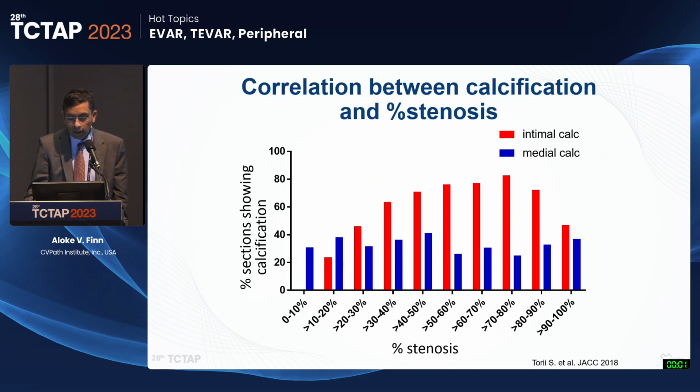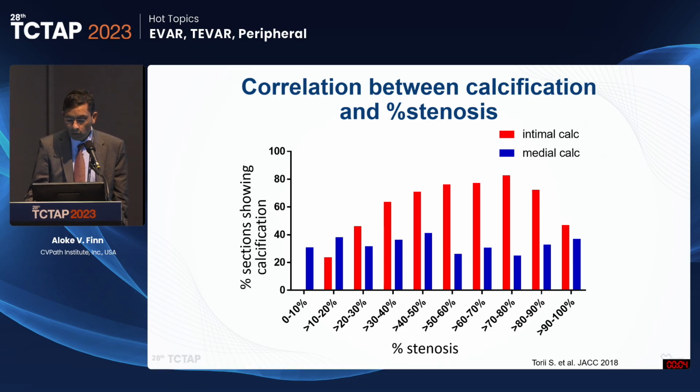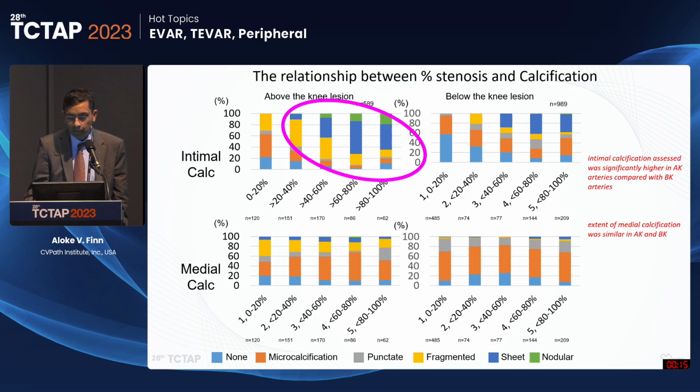And you can see here, there's a good correlation between percent stenosis and intimal calcification, which is thought to be an atherosclerotic disease. As you get more percent stenosis, you get more intimal calcification, whereas medial calcification really doesn't track with percent stenosis. It seems to be similar regardless of percent stenosis. And we showed here that intimal calcification was significantly higher above the knee than below the knee in this particular study that we had done. And the extent of medial calcification was really similar above the knee and below the knee.